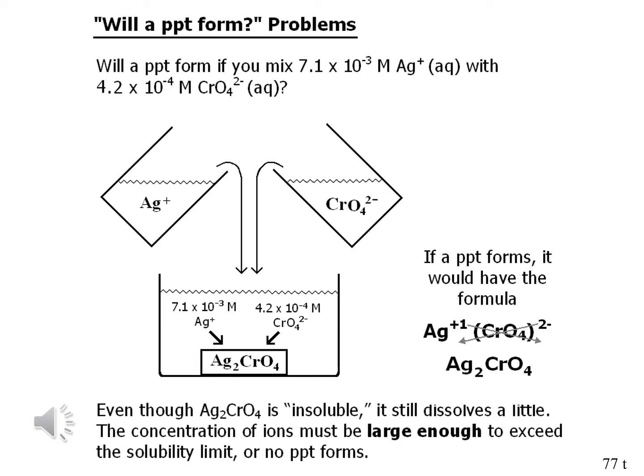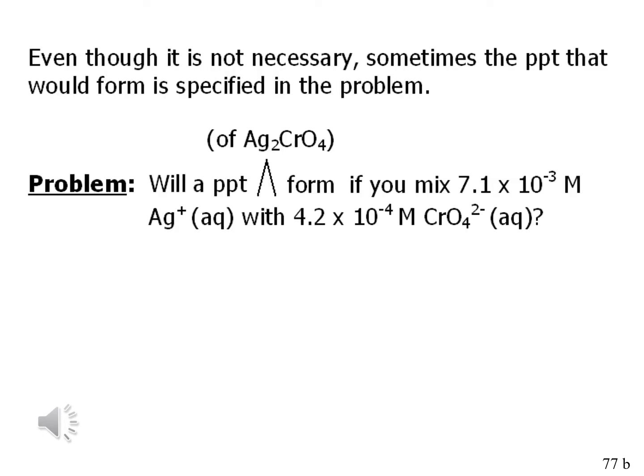And as I said, even though silver chromate is insoluble, it doesn't necessarily mean that it'll precipitate unless you get enough ions in the solution to overwhelm the solubility limit. When I ask a question like this, I will usually ask it, will a precipitate of silver chromate form? Now, I do not have to put that in, but the reason I put it in basically is because I am a sweetie pie. I want people to get the question right.